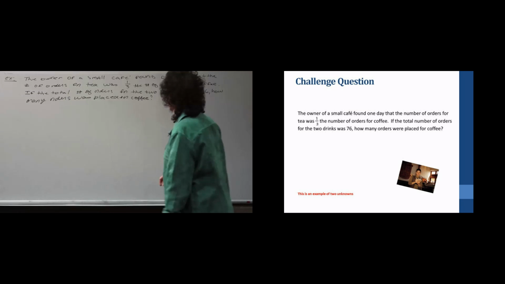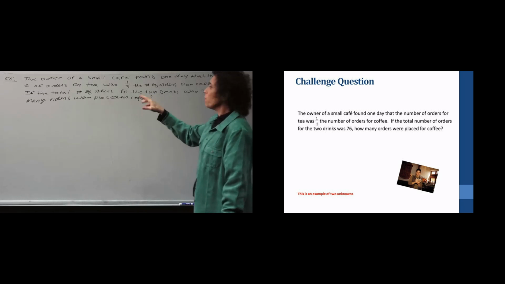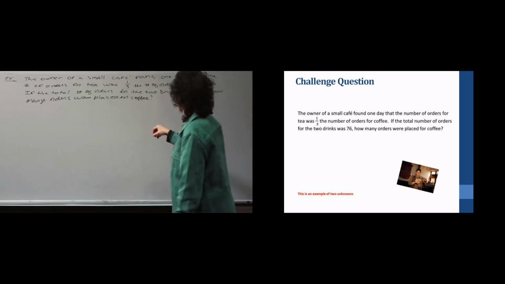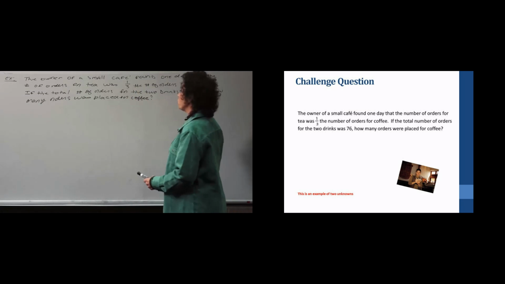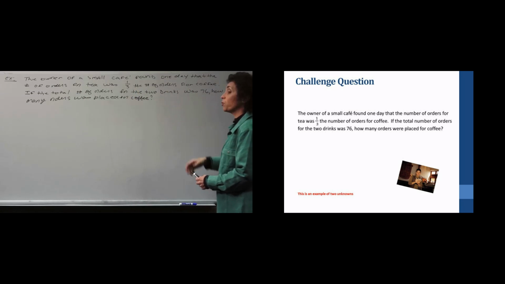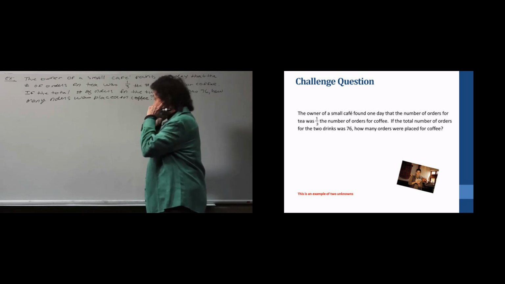The owner of a small cafe found one day that the number of orders for tea was 1/3 the number of orders for coffee. If the total number of orders for the 2 drinks was 76, how many orders were placed for coffee?